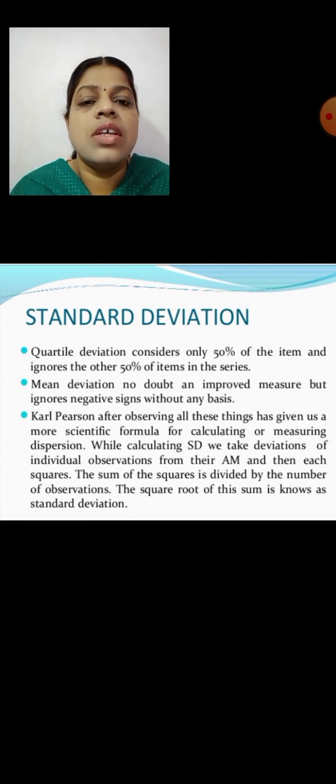The reason is that the quartile deviation takes into account only 50% of the items and ignores the other 50% of the items in the series. I told you about the quartile deviation and the different quartiles in that. So children, think about that: only 50% of the items are taken into consideration while calculating the measure of dispersion. There, half of the items in the series have been ignored.